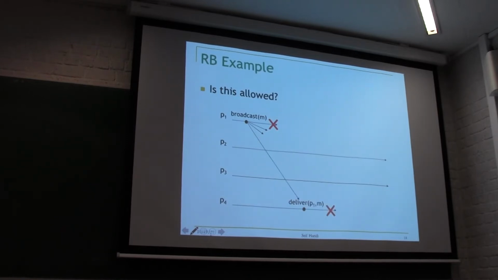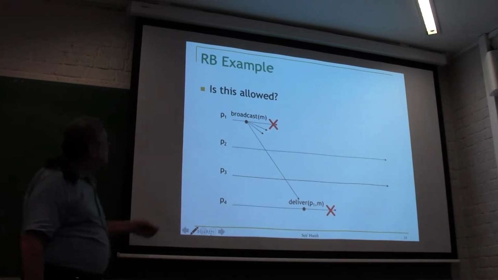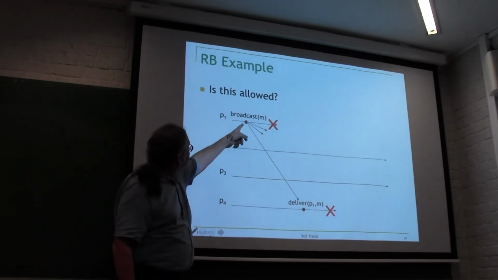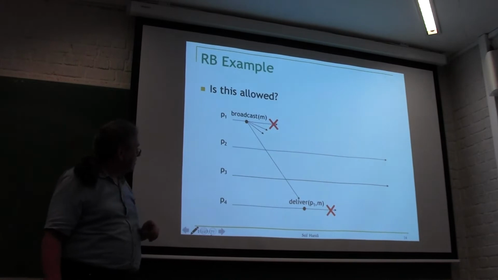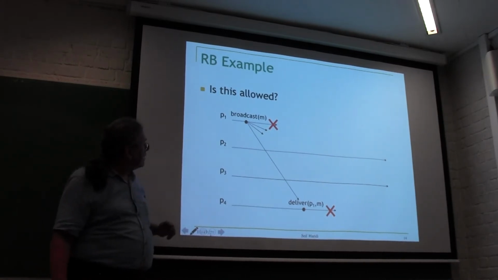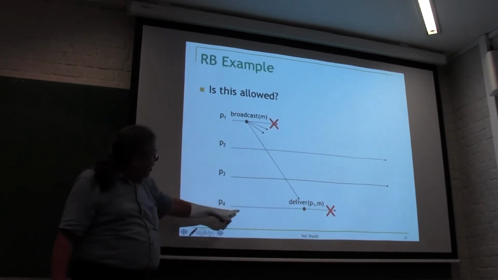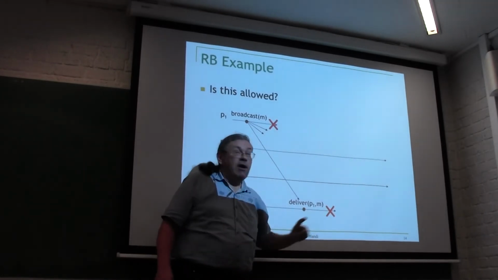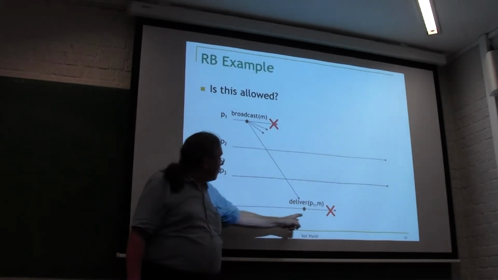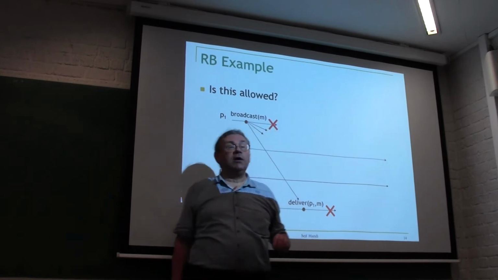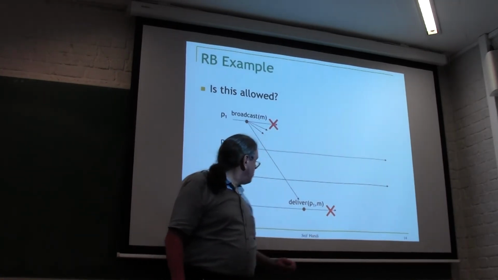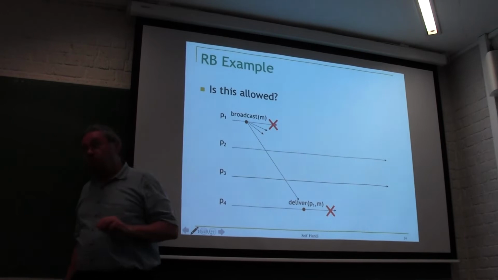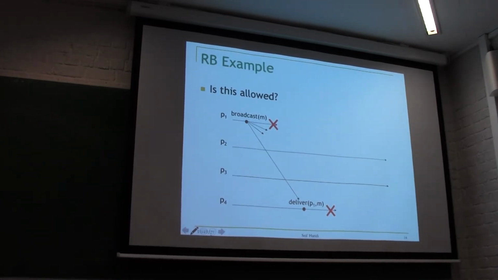So here's another one. Slightly different. P1 broadcasts again and then crashes. P2 and P3 are correct, but they get nothing. P4 actually delivers, and then it crashes after. So this crash is before the end of the algorithm, huh? So this node, P4, is not considered correct, huh? Is this allowed or not? What do you think?